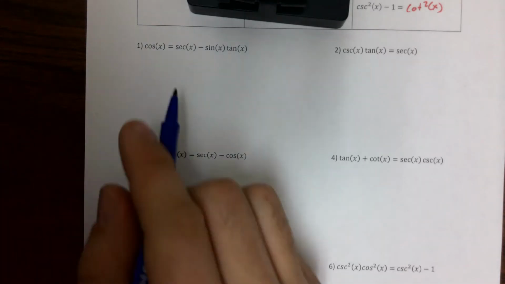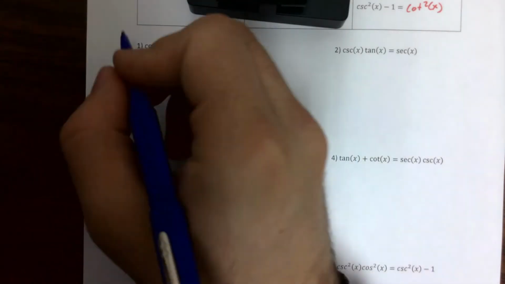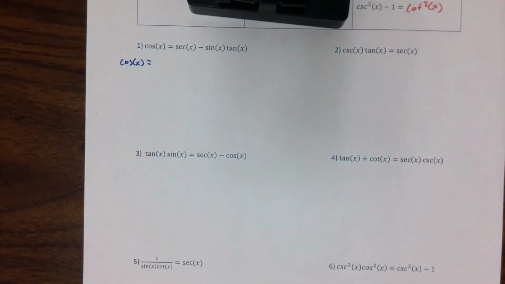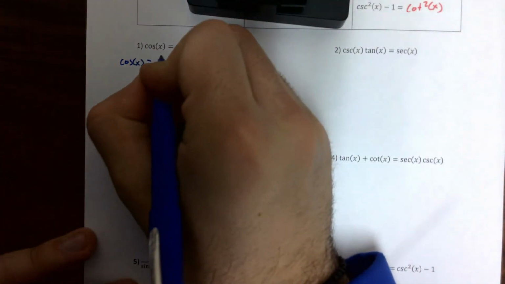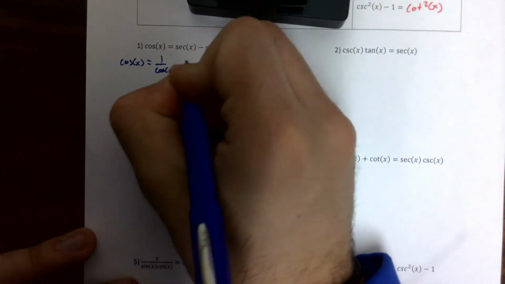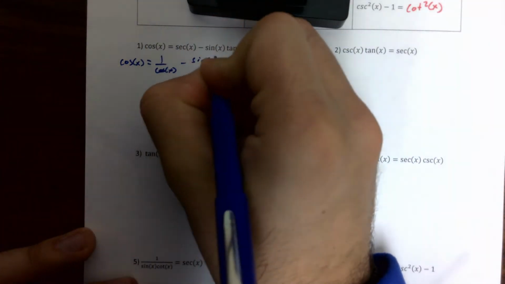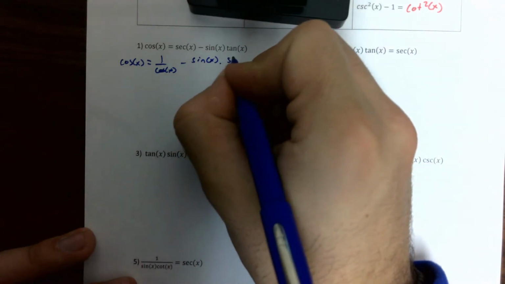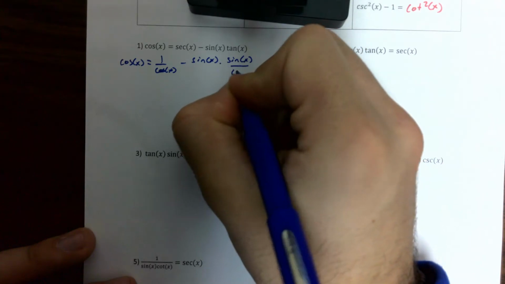So number 1, I'm looking at which side is the more complicated side. I definitely think the right hand side is, so I'm going to start there. And now, I'm just going to turn everything to sines and cosines and see if I can find any algebra to help me out here. So, secant is 1 over cosine of x minus sine of x times sine of x over cosine of x.